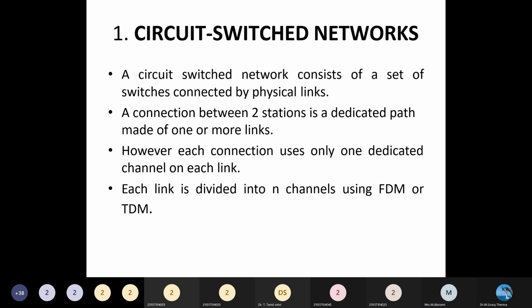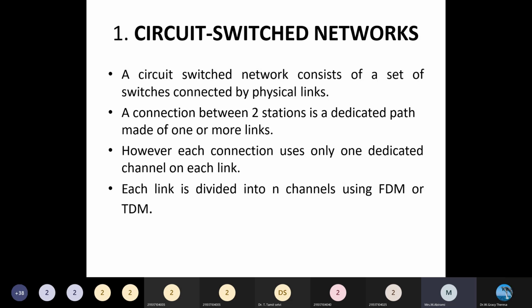Telephone networks. So a complete end-to-end path must exist until the connection is disconnected. After that, another call of communication can be made in the telephone network, isn't it? Okay. So the connection between two stations is a dedicated path. It is made of one or more links, isn't it? Okay, so only one dedicated channel on each link.